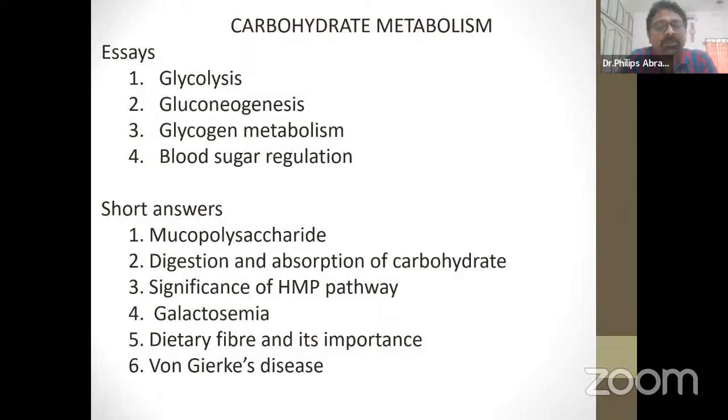And the sixth question that I've given here is von Gierke's disease, which is nothing but a disorder related to glycogen metabolism. It's about glucose 6-phosphatase deficiency. So that also can be asked as a 3-mark question.